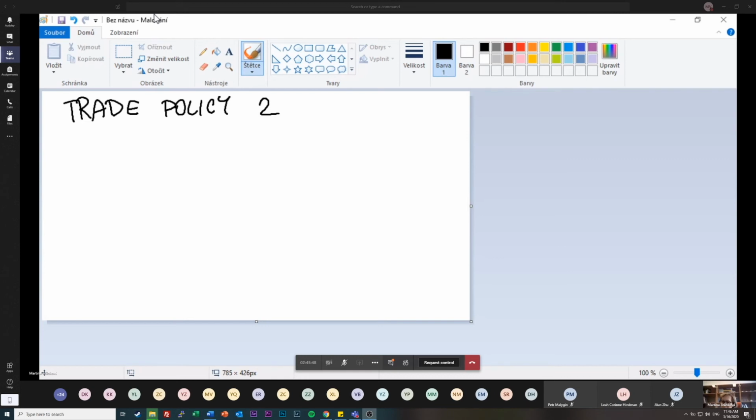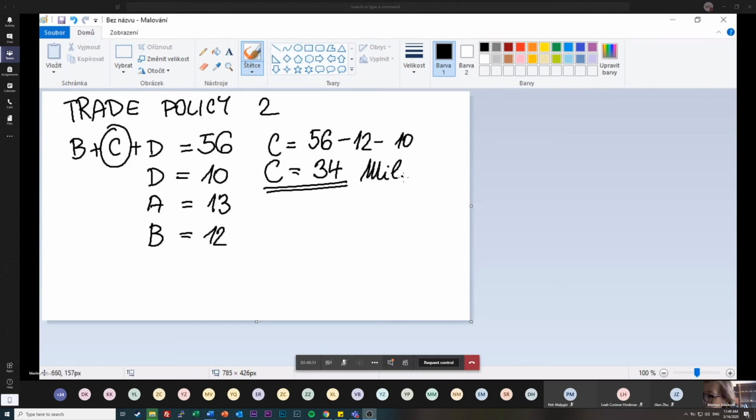56 minus B is 12 minus D is 10. So C equals 34 millions. Okay. B. What was the rent of foreign producers as an impact of the quota imposition, and the import license cost 5 million that we haven't talked about yet?